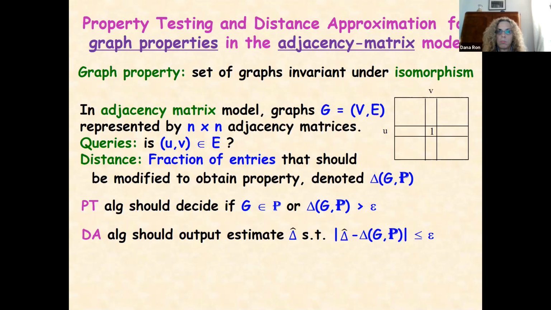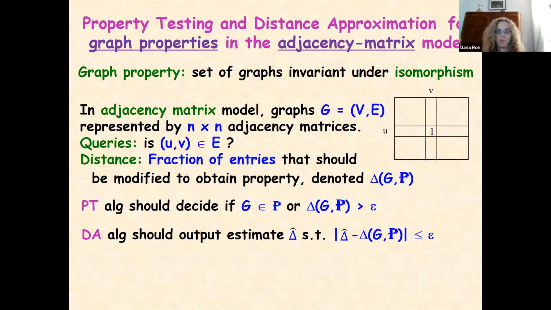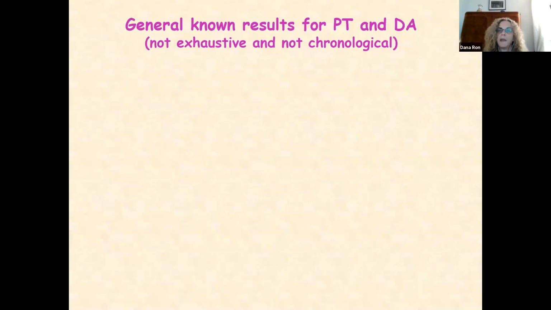Any more? Okay. So this is where we stand, and now I'm going to start giving some background on both property testing and distance approximation. I'll say from the start, it's not exhaustive, and it's also not chronological. It really is more to serve my purposes, in the sense of putting the result I want to talk about in context. There are lots of works on property testing in this model, and I'm going to say what is most relevant for me.